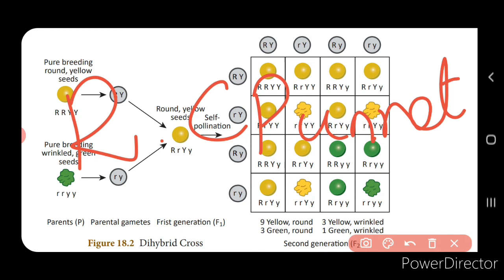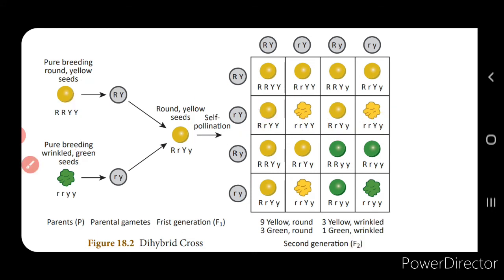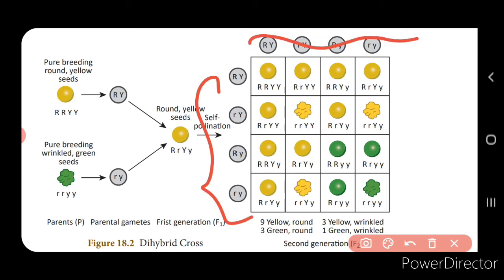This checkerboard represents the probability of all possible genotypes of the offspring in the genetic cross. Now here you can see all the possibilities of these combinations of the gametes in this second generation, isn't it? Since it gives you the probability of all possible genotypes, it is called the Punnett square or the checkerboard, right?